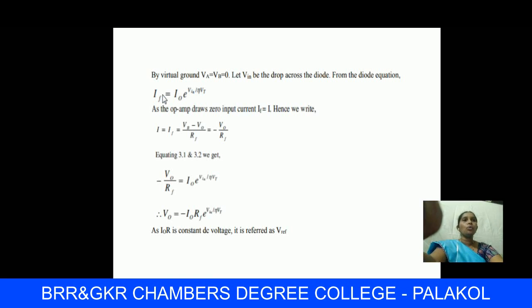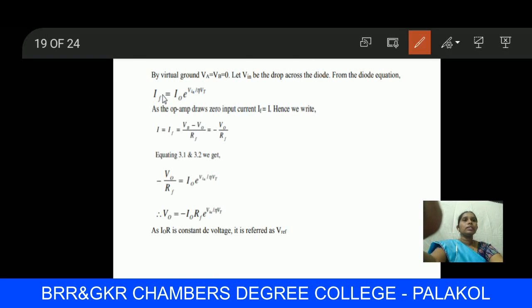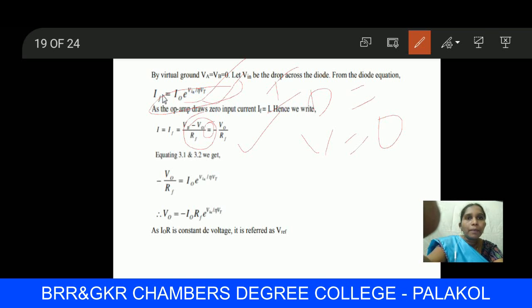Therefore we already know the formula, that is IF is equal to I naught into e power. This is the Schottky diode equation, ID is equal to this formula. And next, this is the feedback current. V naught is already 0. Why? Because this is also a virtual ground concept. Therefore finally, it is minus V naught divided by RF. So this is also a feedback current, and this is also a feedback current.